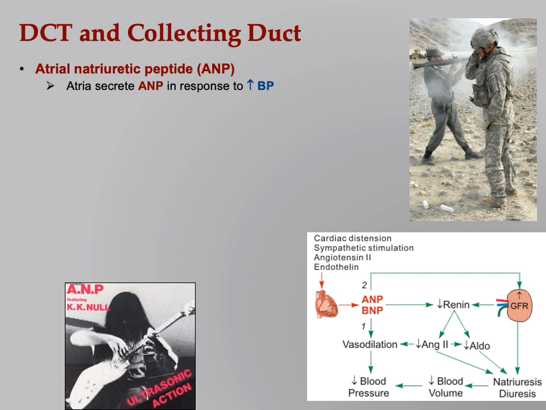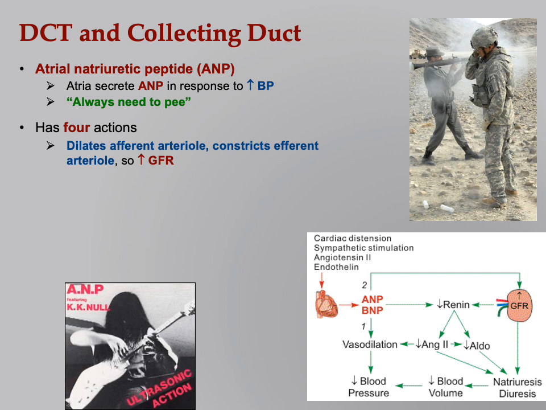So in response to high blood pressure in the heart, the atria secrete atrial natriuretic peptide. You can remember this is ANP for always need to pee, all right? Because what it's going to do here, it has four actions. It's going to dilate the afferent arteriole, which constricts the efferent, so that we increase GFR. This is the opposite of what the sympathetic nervous system did. Sympathetic nervous system decreased GFR. Now, ANP is going to increase GFR.